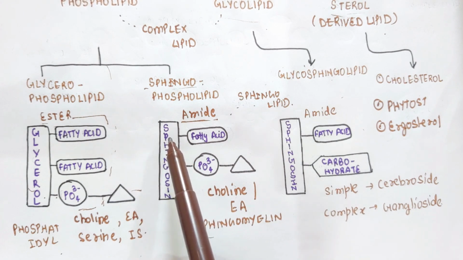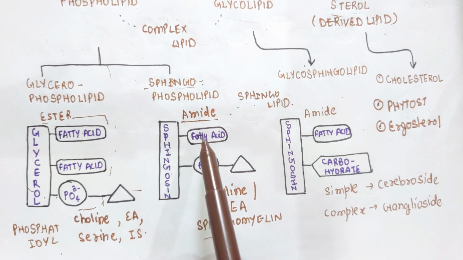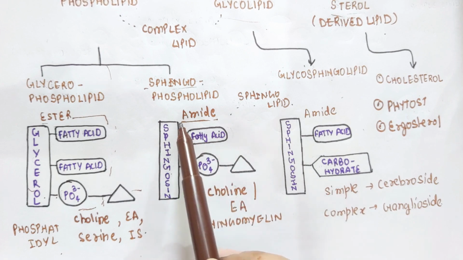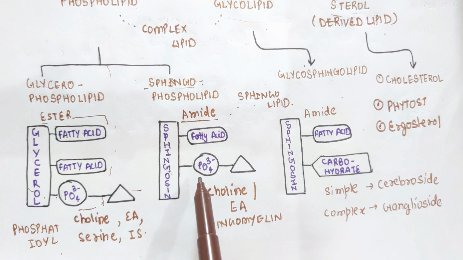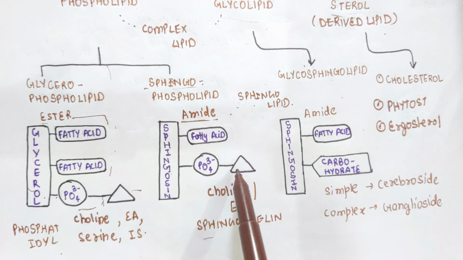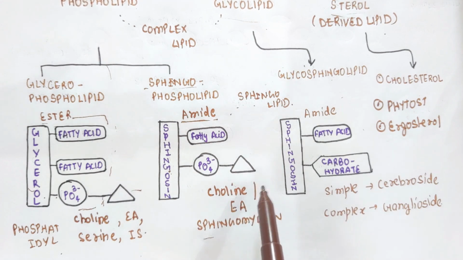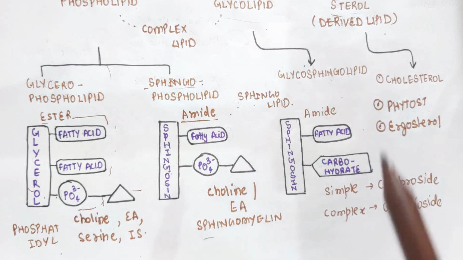Now this sphingosine has its amino group connected to a fatty acid via an amide linkage, and its primary hydroxyl is connected to a small polar phosphate head which is further connected to a small head group. Again, this small head group can be either choline or ethanolamine, and an example of this structure is sphingomyelin, which is present in the myelin sheath of the nerve cells.